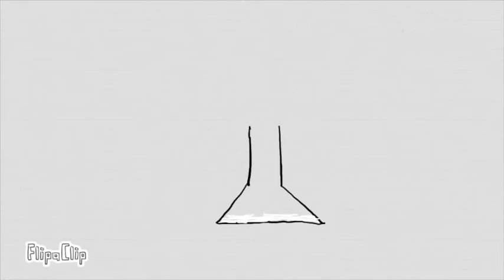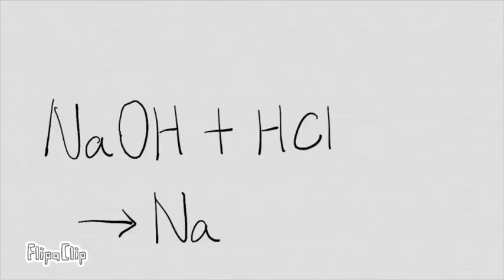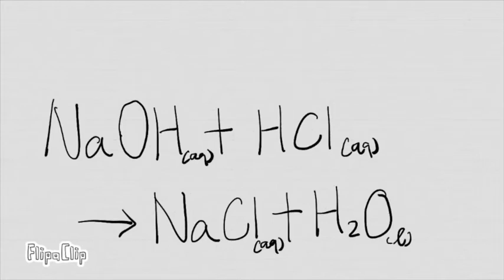In order to determine the concentration of the sodium hydroxide solution, hydrochloric acid is used this time. The mole ratio between sodium hydroxide and hydrochloric acid is 1:1, which indicates that 1 mole of sodium hydroxide requires 1 mole of hydrochloric acid to react.